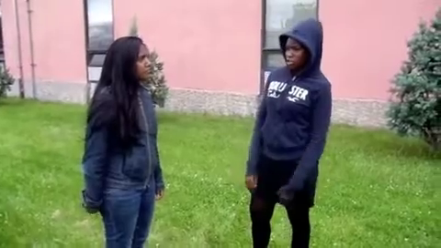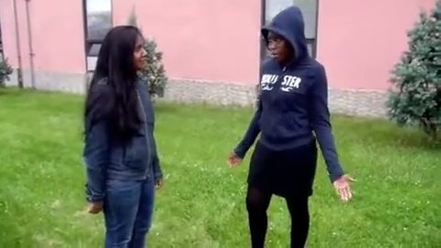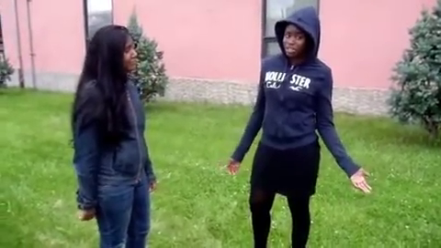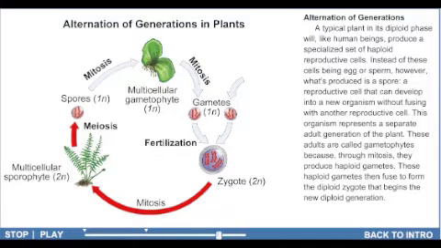I don't even know why they're fighting so much. At least they have one thing in common: the same alternation of generations. A typical plant in a diploid phase will, like human beings, produce a specialized set of haploid reproductive cells. Instead of these cells being egg or sperm, however, what's produced is a spore, a reproductive cell that can develop into a new organism without fusing with another reproductive cell.